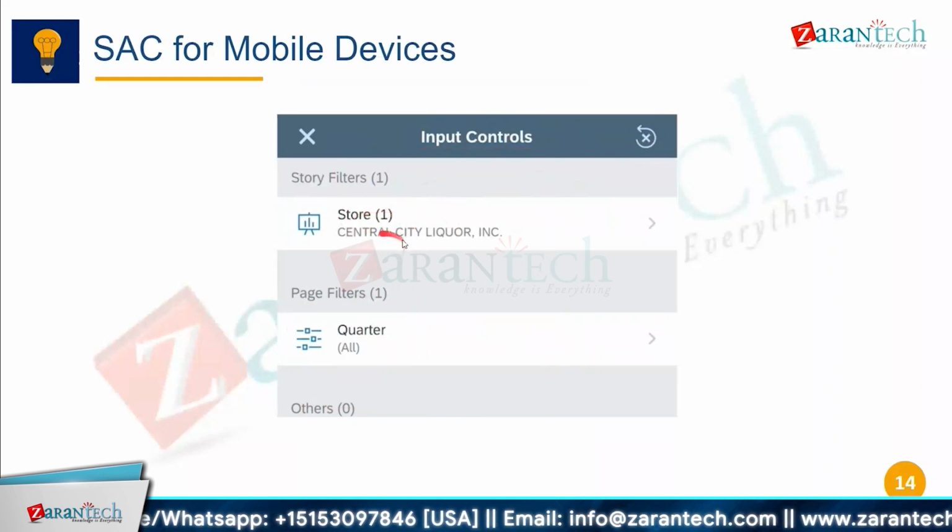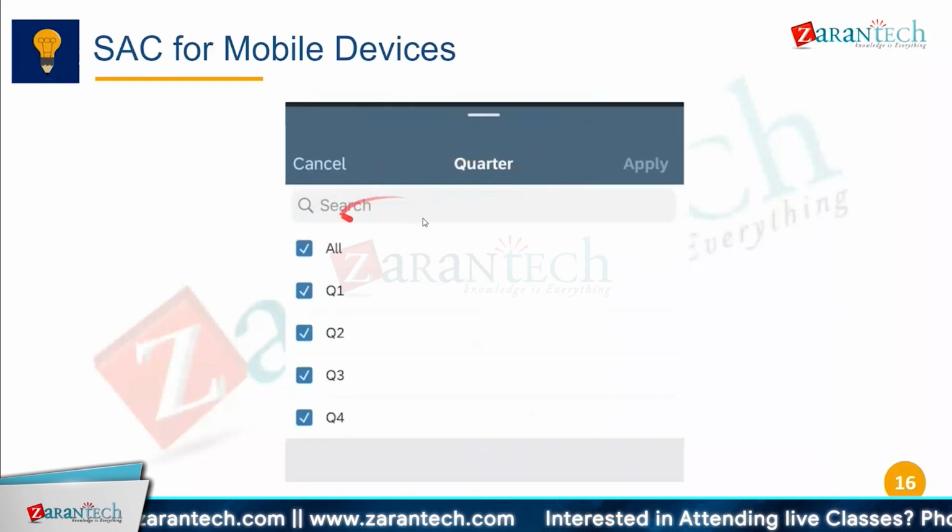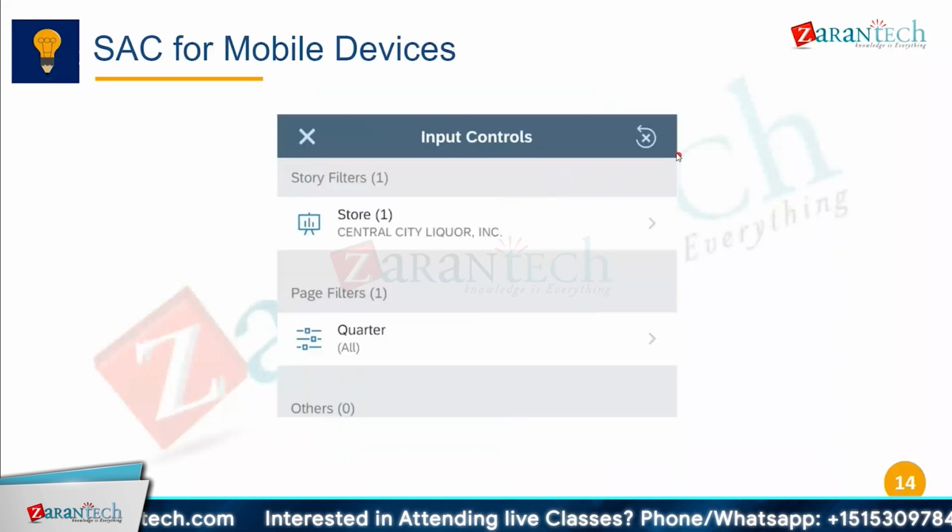Once you click on this, you will be able to select the values. I clicked on store. You will see all the values that are available for filtering. Then you can select manually and then click on apply. The same thing you can do for searching also. You also have the search option. If you see for quarter, you have the search option, and also we'll have an all option here. Then at any point of time, if you want to revert the page filters to the default, you have this revert option, and this is for closing the input controls panel.